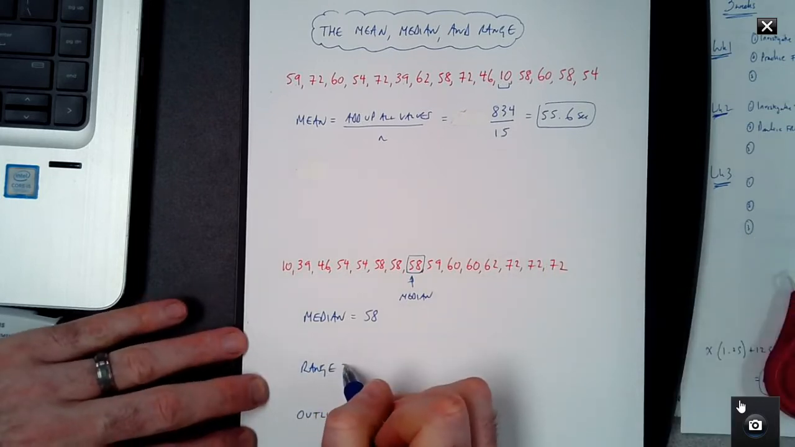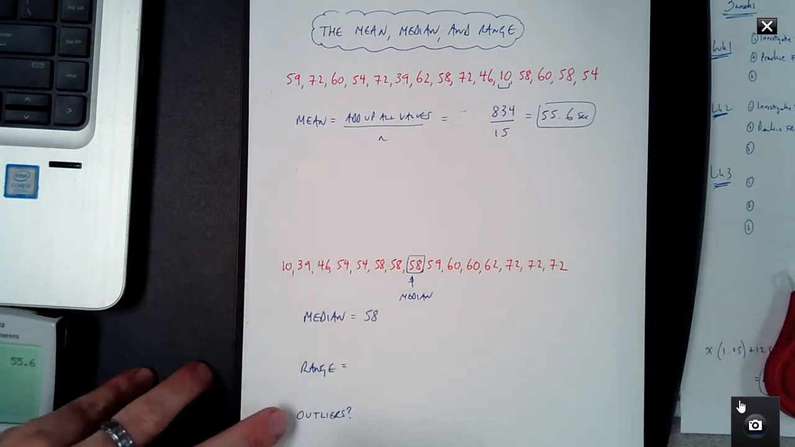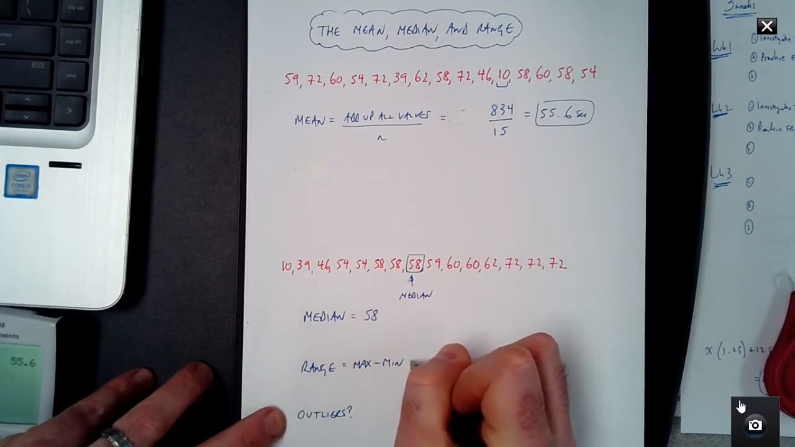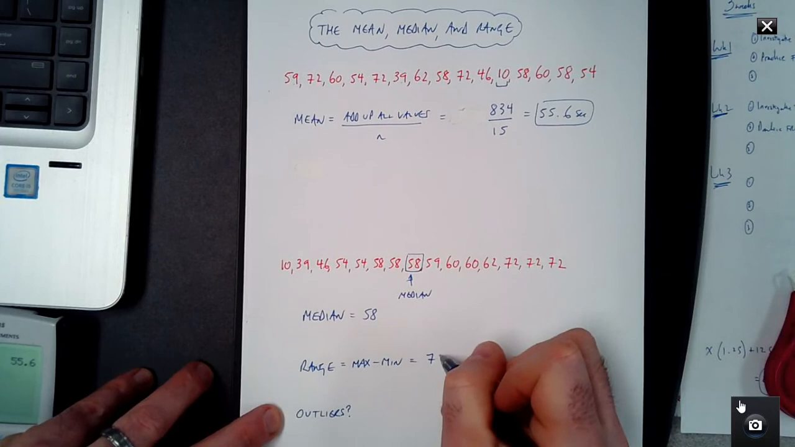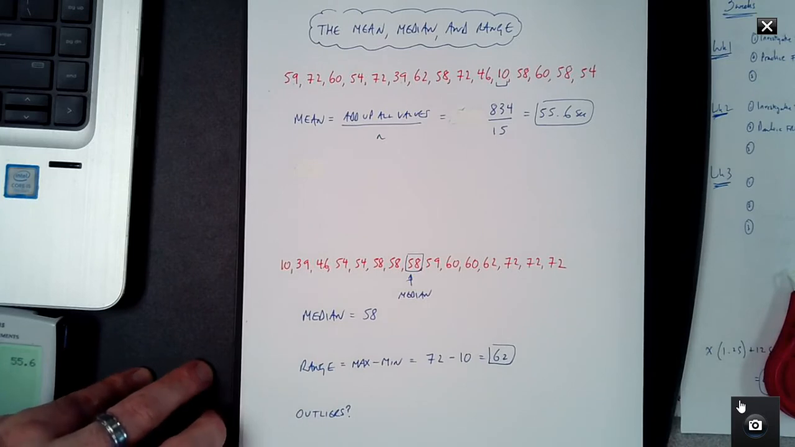Now, the range is a measure of spread. It's like how far the data is from the lowest to the highest. So the range is always going to be the maximum, subtract the minimum. So in this case, the maximum is 72, the minimum is 10, so our range is going to be 62.